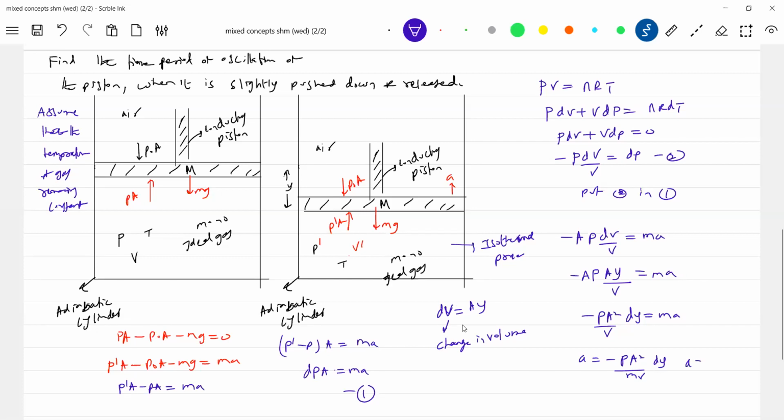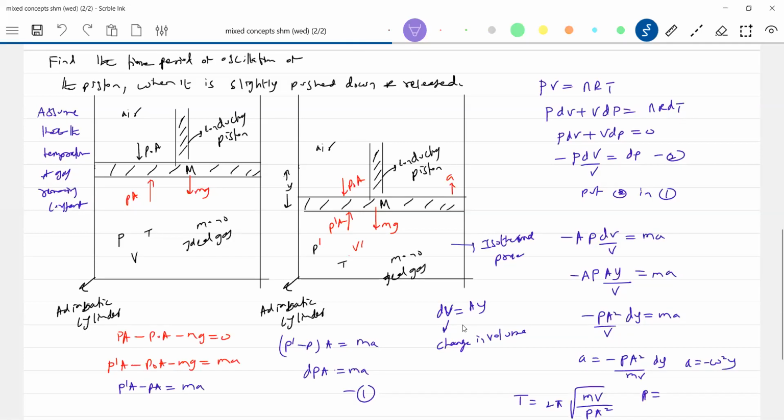Okay, then comparing this with the standard equation of SHM, the time period is given by... Okay, now we have to be very careful. What is that P? That is initial pressure. The initial pressure, what we have, that we have to substitute. And what is V? The initial volume of gas. So what is P equal to? P naught plus mg by A.